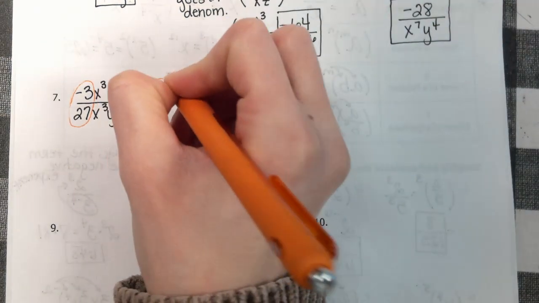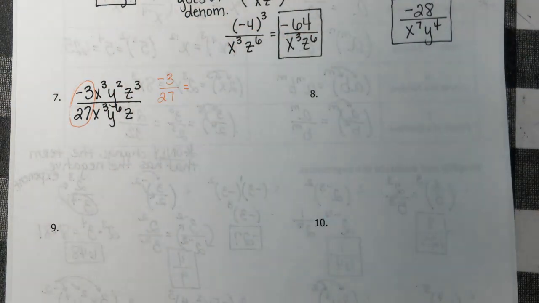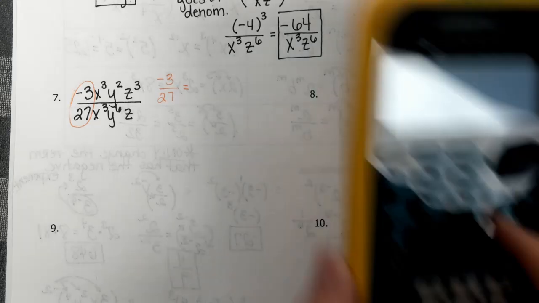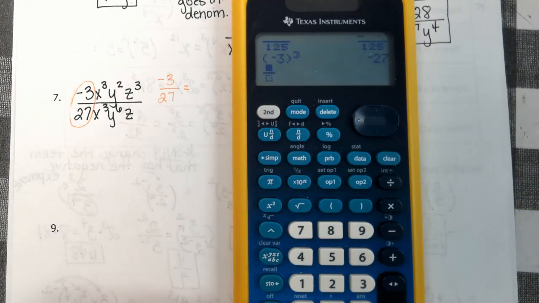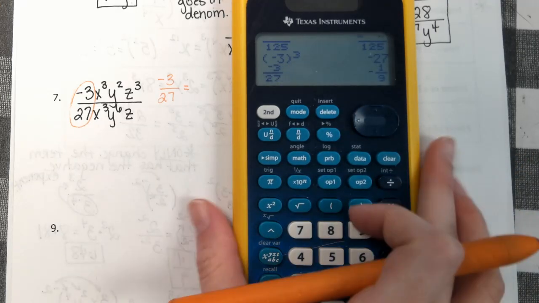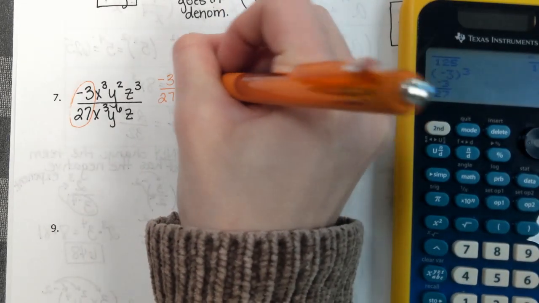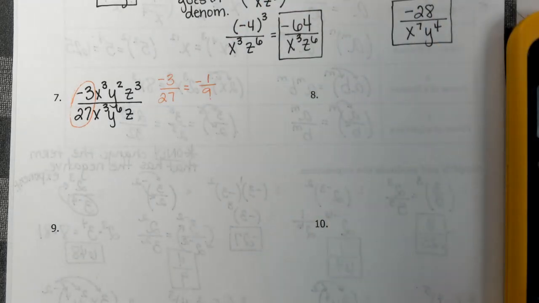If I have negative 3 over 27, can that reduce? If you don't know, remember you can use a calculator. Negative 1. So negative 3 over 27 is negative 1 over 9. Okay? So that means I know I'm going to have a fraction still, because that stays a fraction. Okay?